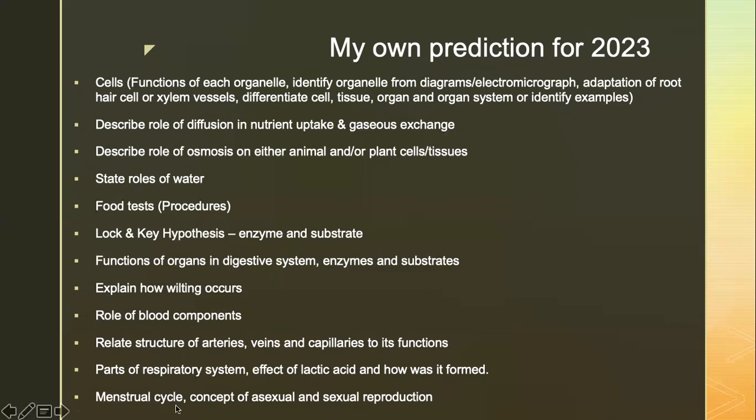Everything. Menstrual cycle haven't appeared for some time. It may appear this year. Concept of asexual and sexual reproduction, going to study again the difference. And also, don't neglect other things I never mentioned here, like fertilization, pollination. Study again. Not very sure what will exactly come out.